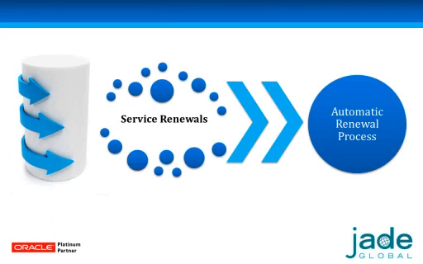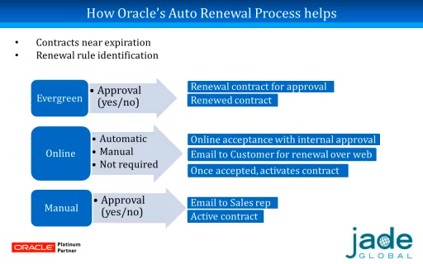Now let us look at the automated renewal process. In standard Oracle service contracts, Oracle provides 3 different types of processes that can be leveraged to take advantage of revenue leakage. Essentially, Oracle service contracts looks at 2 different variables: the contracts that are near expiration, and the renewal rules that need to be applied to renew the contract. Customers can take advantage of these 3 different renewal processes. The first one is the evergreen process, the second one is the online process, and the third one is the manual process. Let me give you some brief about these processes and how those can be used to suit different business requirements.